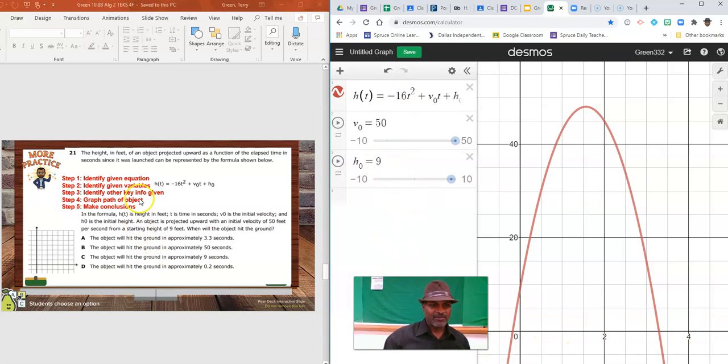So now what are we trying to find here? We want to find when the object will hit the ground, which tells me I didn't need to do all this stuff. All I need is just when it hits the ground right there. 3.29. So that's approximately 3.3 seconds. So the answer here is A. All right. So let's keep on moving.